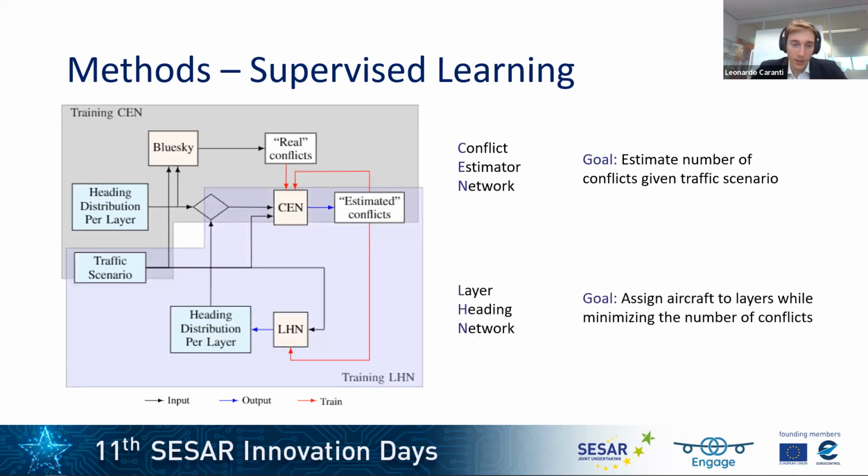The second neural network, the layer heading network, has the goal of assigning aircraft to layers while minimizing the overall estimated number of conflicts. Intuitively, it can be seen how these two neural networks could work in tandem to produce an optimal result.